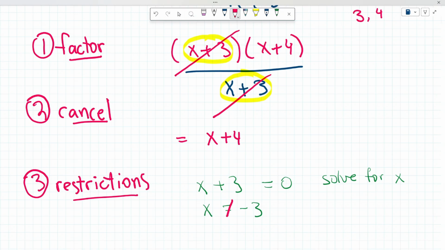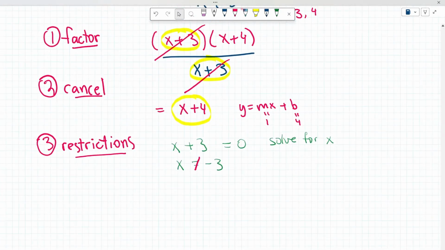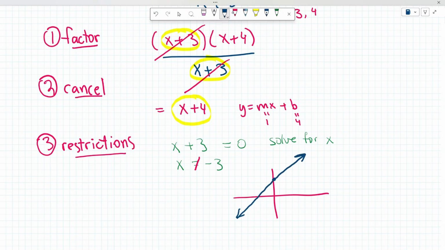Let's take this a step further and see what this actually means in our case. The resulting function after the simplification is a linear function, because it has the format y equals mx plus b. Here our slope equals 1 and our y-intercept equals 4. So let's try drawing that out to see what we actually get. If we graph this very roughly, we have our y-intercept of 4 and a slope of 1, so we have a graph that looks like this, a linear function. However, we saw that the function cannot be equal to negative 3.